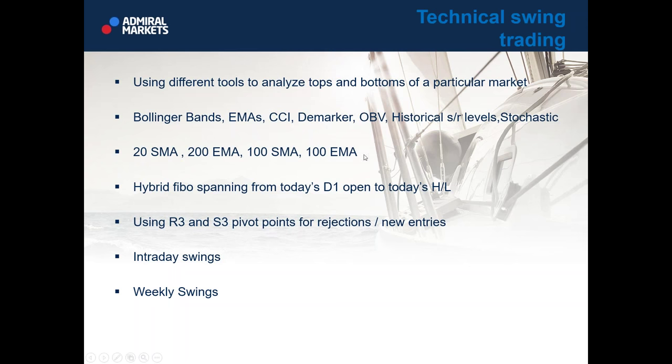Okay. So technical swing trading is using different tools to analyze tops and bottoms of a particular market. We use Bollinger Bands, EMA, CCI, D-Marker, on-balance volume, historical support level, stochastics. So those are tools which usually are used in technical swing trading. We use 20 SMA, 200 EMA, 100 SMA, 100 EMA, typically these numbers for swing trading.